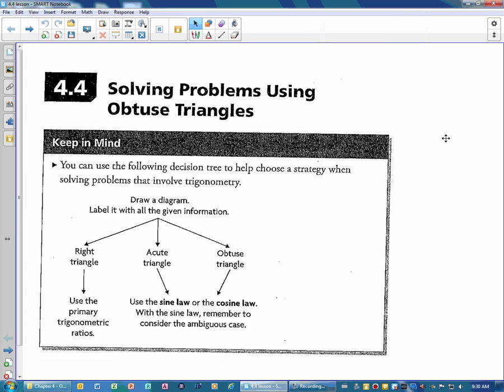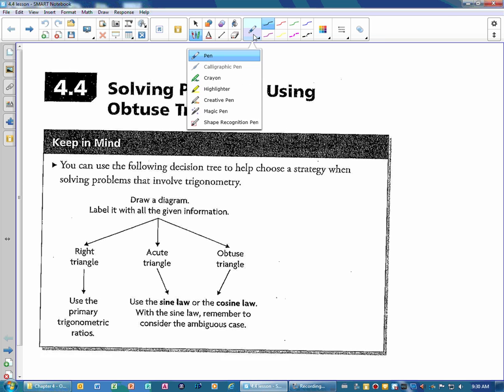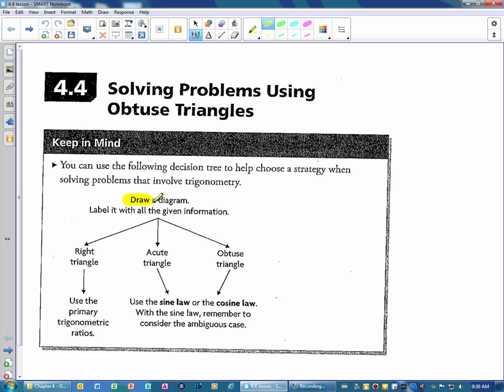Okay, section 4.4, solving problems using obtuse triangles. So they've given you just a little organizer here in your book. It says, keep in mind that you can use the following decision tree to help choose a strategy when solving problems that involve triangles. So first of all, you always should draw a diagram. There's no way to solve these without drawing them, so you have to absolutely draw a diagram, and that's a lot of what's going on in these lessons, is you trying to determine what the triangles look like. And then you should obviously label it with all the given information.